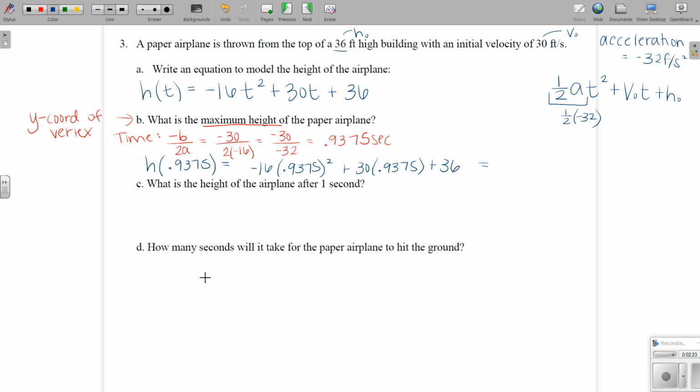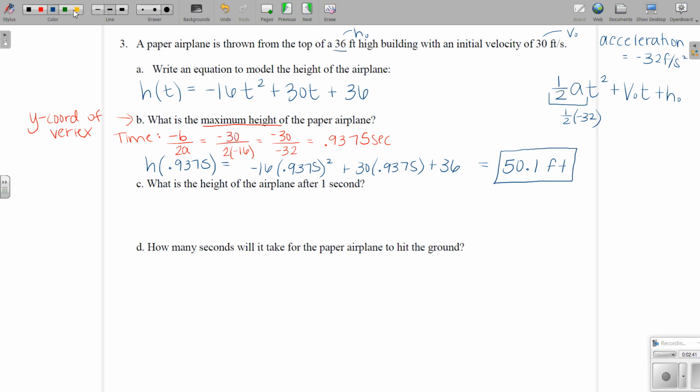So negative 16 times 0.9375 squared plus 30 times 0.9375 plus 36. You type that in your calculator and follow order of operations, and we can just round to the nearest tenth. It's going to be about 50.1, and our label here would be feet. So to actually answer this question, this is your maximum height. That's what they're looking for here.